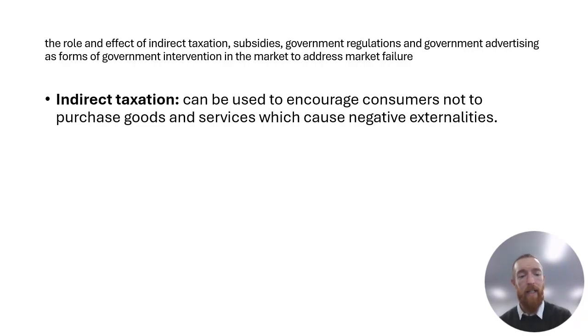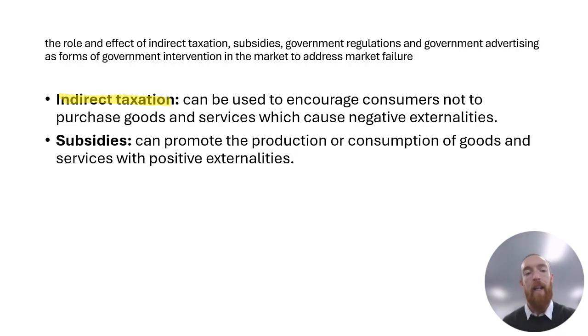One way is indirect taxation. So the government can place taxes on things such as polluting, so that can slow down the negative externalities. So there is indirect tax on cigarettes, alcohol, so they're not overly consumed, which would cause negative impacts on the healthcare system. There can be subsidies to promote the production or consumption of goods and services with positive externalities.